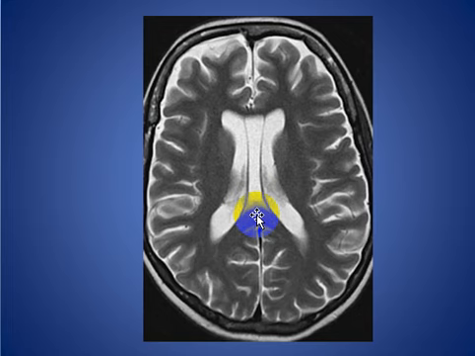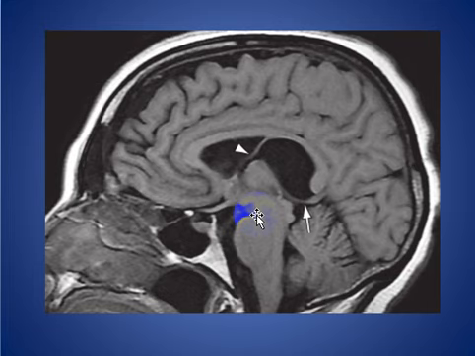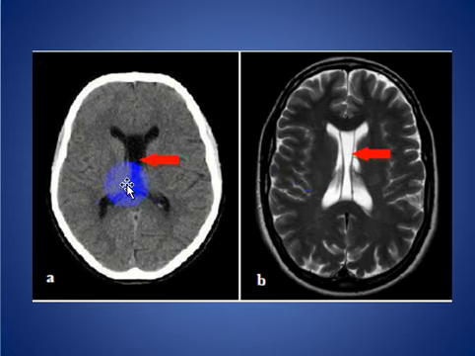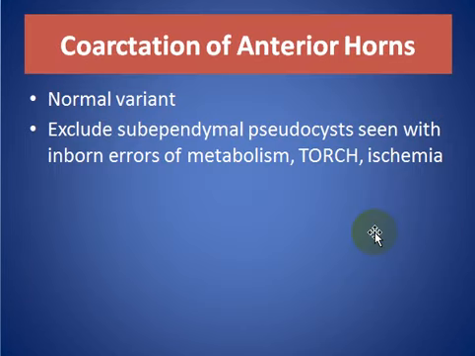Another patient with cavum septum pellucidum and Vergae. Here, this sagittal view shows upward bowing of the fornix, and the internal cerebral vein is displaced downward due to cavum septum pellucidum and Vergae. Here is another patient with cavum septum pellucidum and Vergae.